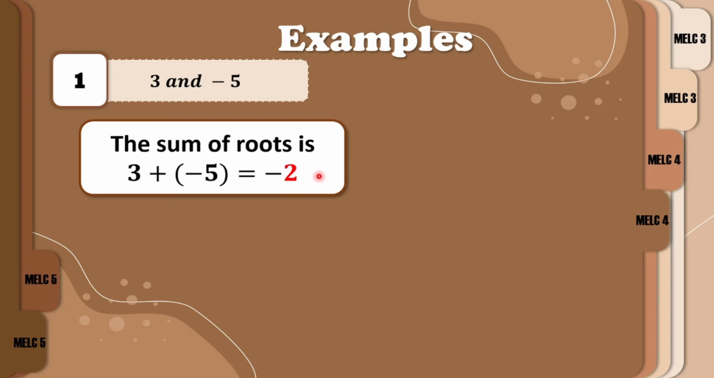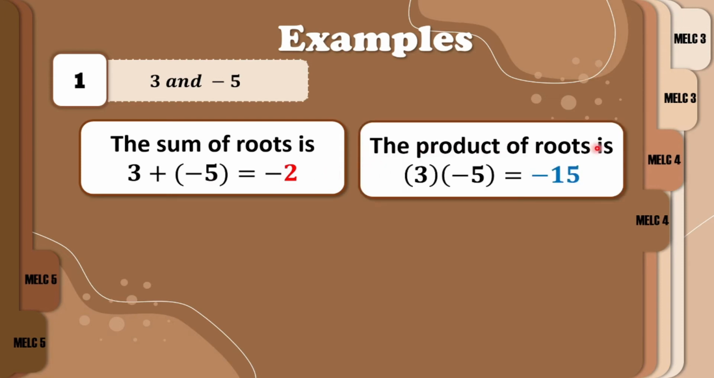Next, in finding naman the product of roots, syempre pag sinabing product, ang ano natin dyan is multiplication. So we have to multiply 3 and negative 5. That will result to negative 15. Bakit negative? Tandaan, kapag multiplying integers, same sign, that is positive, different sign, that is negative. So this is not yet the final answer.